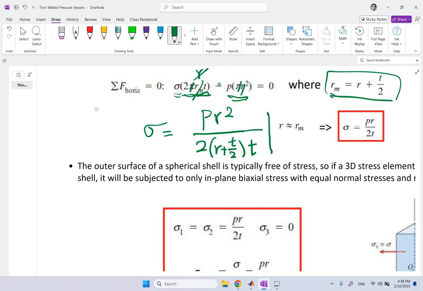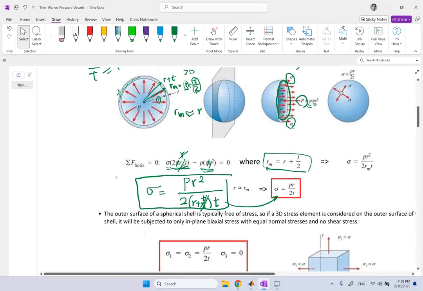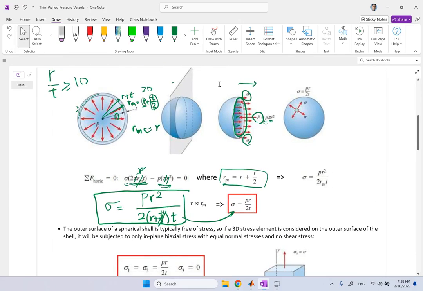Okay, so this is the general formula if it's not thin-walled. And if t is almost 0 compared to r, and we can neglect this, then you will get to this one. So PR over 2t, that's the stress inside a spherical pressure vessel. And it doesn't matter which direction you cut. In any direction that you cut the sphere, it's symmetric about any axis or any plane.